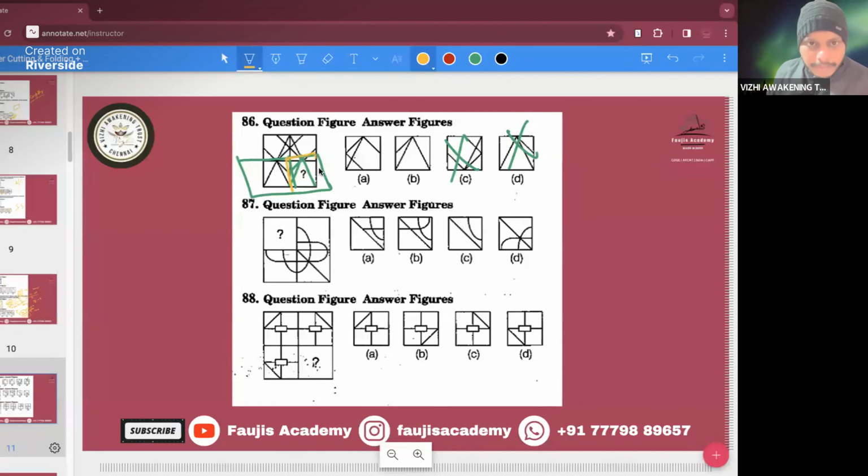In this half, this square will be the mirror image of this one square. You knew how to solve this, but now if somebody asks you how to explain these questions, you can do that as well. Right, guys? So we'll have B as the answer. Yes, 87, guys.